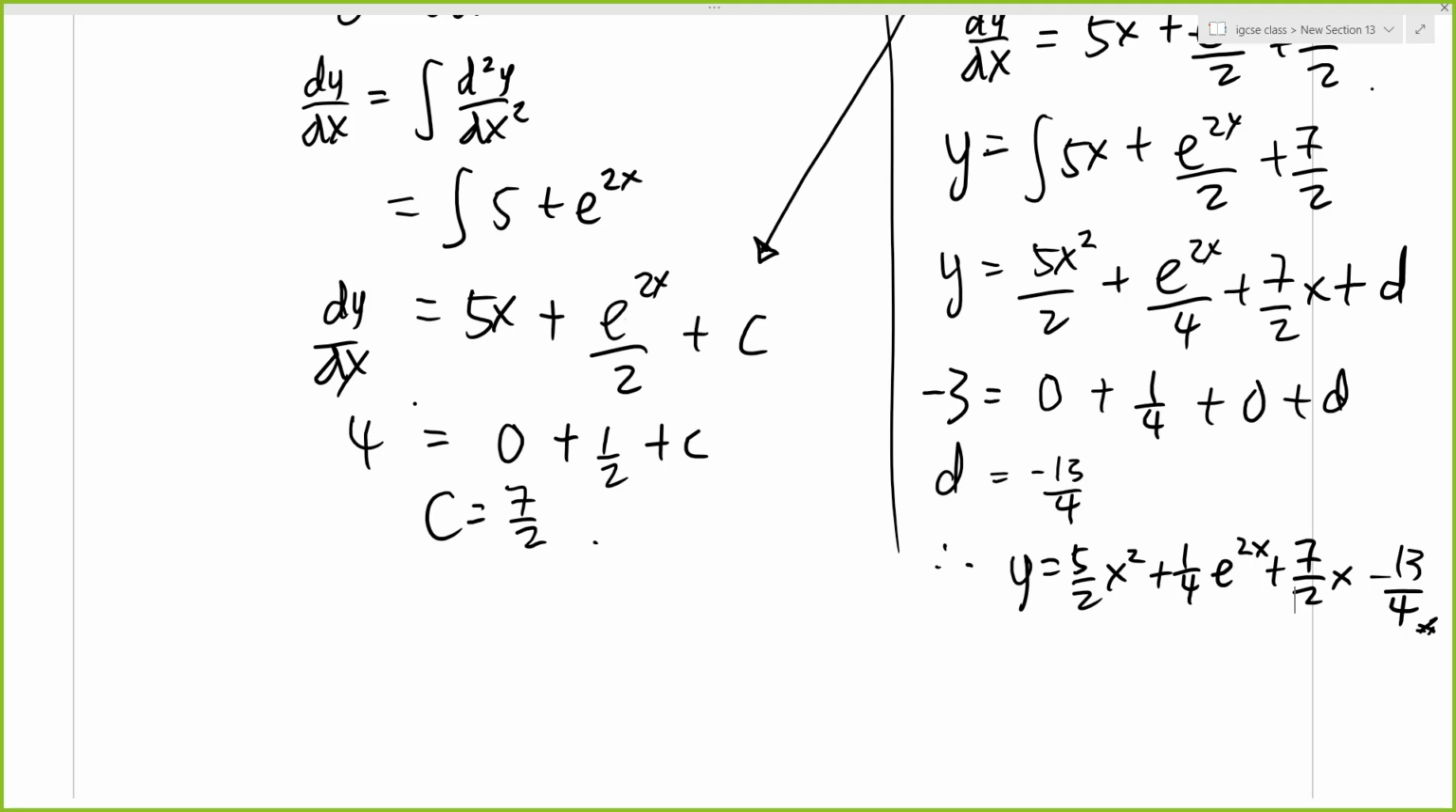Let me check it out. Yep, which is correct. Okay, so far so good. Should be okay, right? It shouldn't be too difficult.